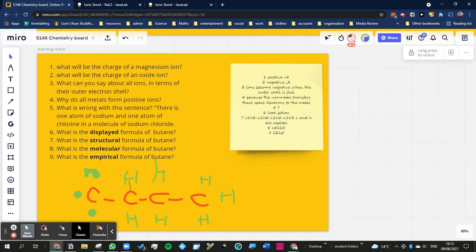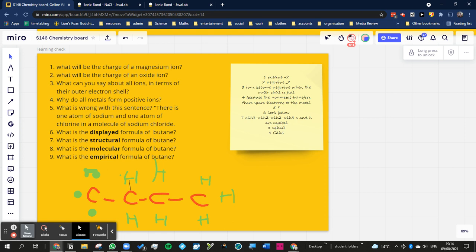What can you say about all ions in terms of their outer shell? Ions become negative when the outer shell is full. No. You can simply say ions have a full shell, or normal ions have a full shell anyway, because it doesn't mean they're necessarily negative, because we saw that a magnesium ion is positive. So let's say normal ions would have a full outer shell.